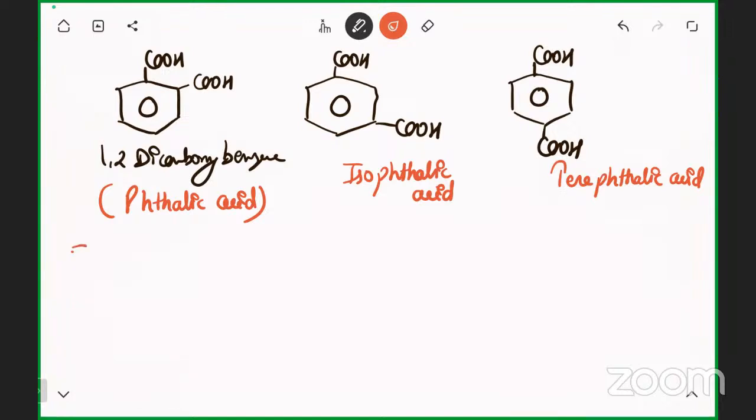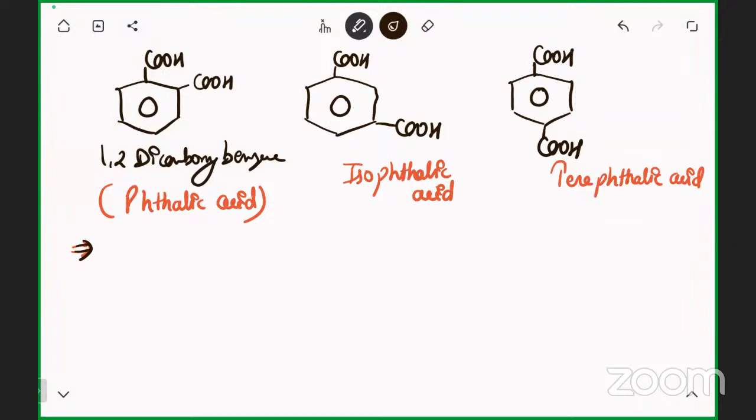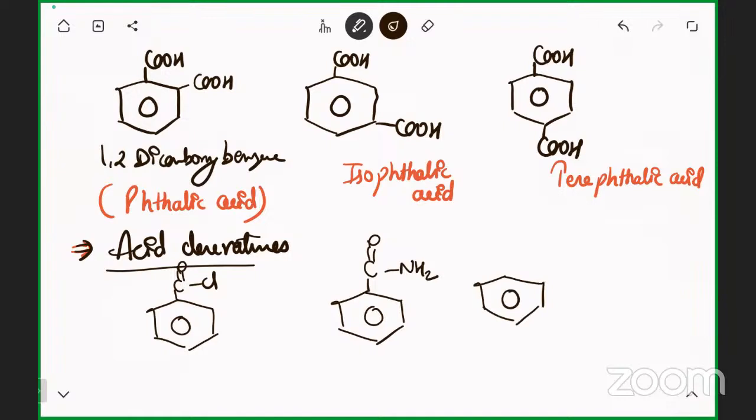Okay, so let's go for the next category. Next category is the acid derivative. So benzene with C double bond O single bond Cl. Benzene with, I'm telling you only 3 in this. You can go through the book for more examples. COO and CH3.